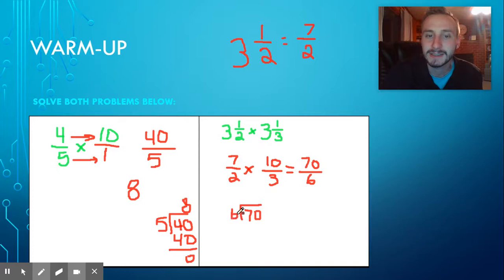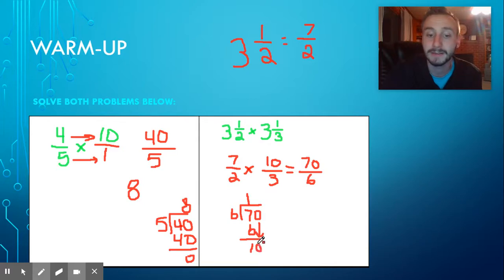So 6 times what gets me really close to 7? 1. 6 times 1 is 6. 7 minus 6 gives you 1. Bring down your 0.